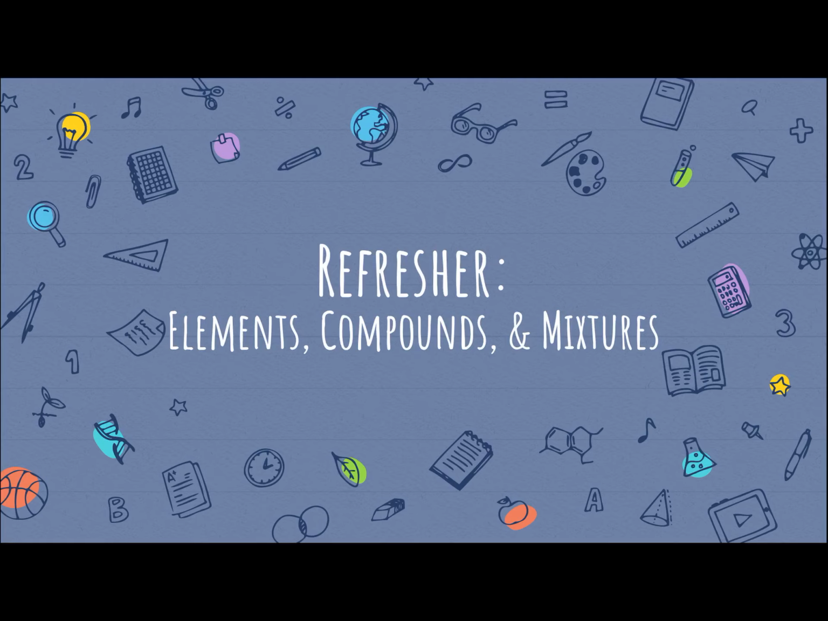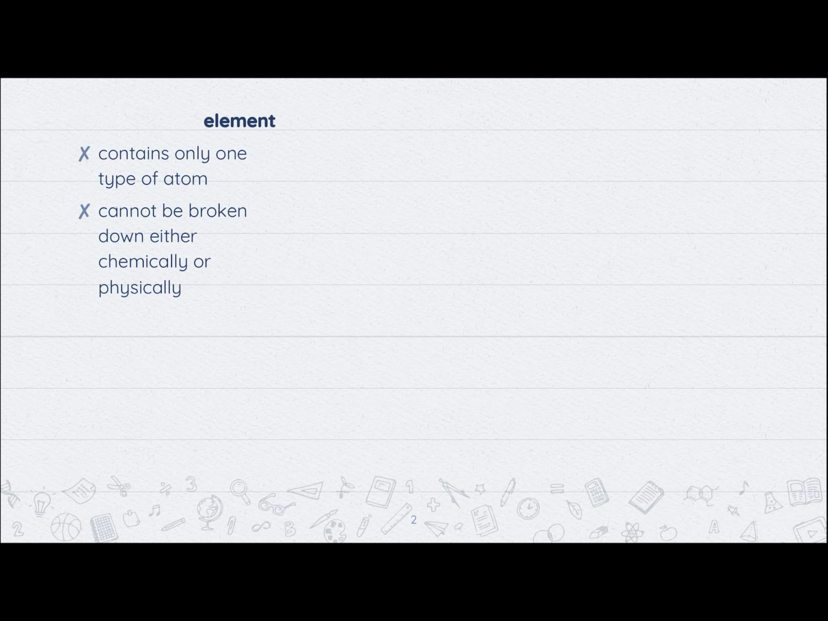we were sent home. So hopefully you remember that elements contain only one type of atom. They cannot be broken down either chemically or physically, and they can exist either as atoms or molecules. Now you'll remember from the work we've been doing with the periodic table that there are 118 elements that you can find on the periodic table.